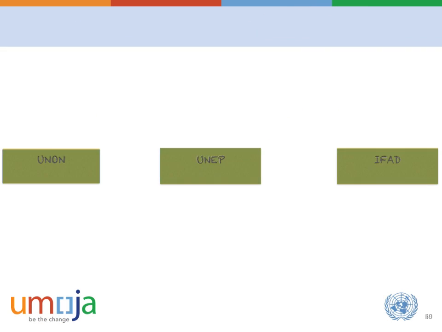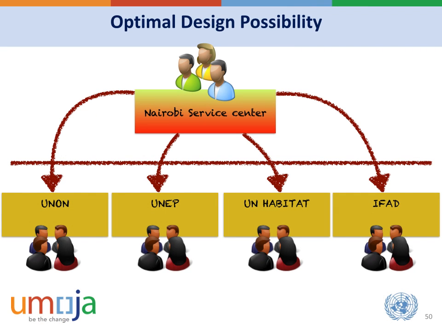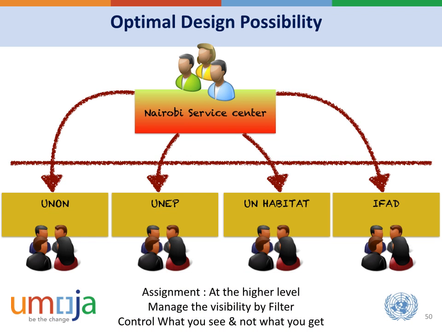Let's take it to the next step. What we think is an optimal design possibility will look like this. You will have something called a Nairobi Service Center, which is again virtual, and which will be supporting all the entities underneath that and the staff underneath that. The main point for them is to always assign at the higher level, meaning the Nairobi Service Center will be assigned at the top level for UNON, UNEP, UN Habitat, and IFAD. And the concept is that you are going to manage the visibility. So the idea is to control what you can see and not what you get.